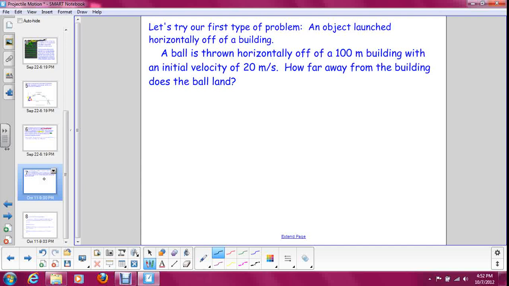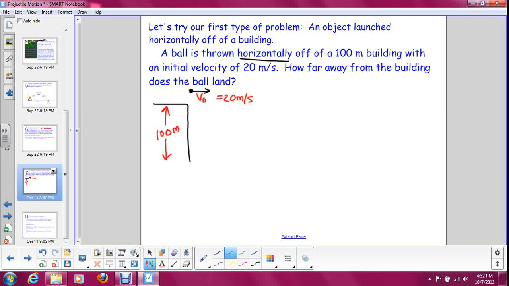So to start, the very first thing we're going to do is draw a picture. So we have a building, and we have a ball, and it's being thrown horizontally. So we know the ball is moving over and not up and down. This building is 100 meters tall. And we know that this initial velocity is equal to 20 meters per second.